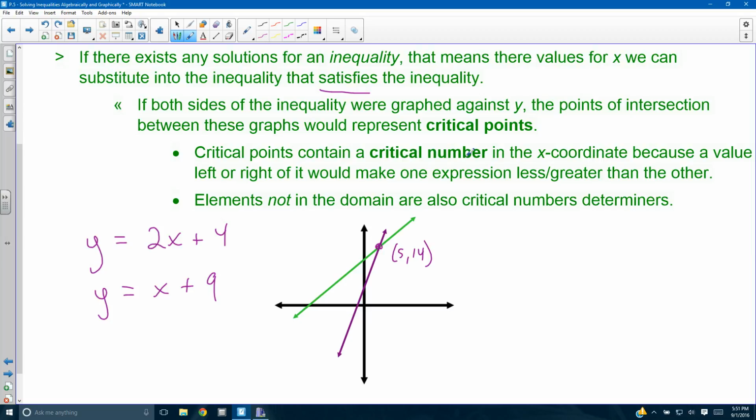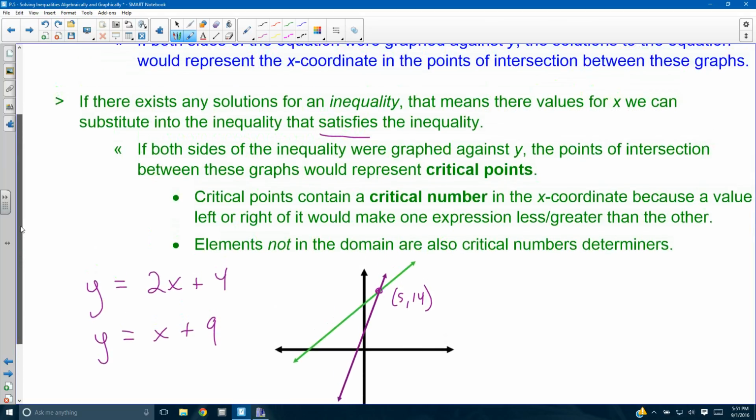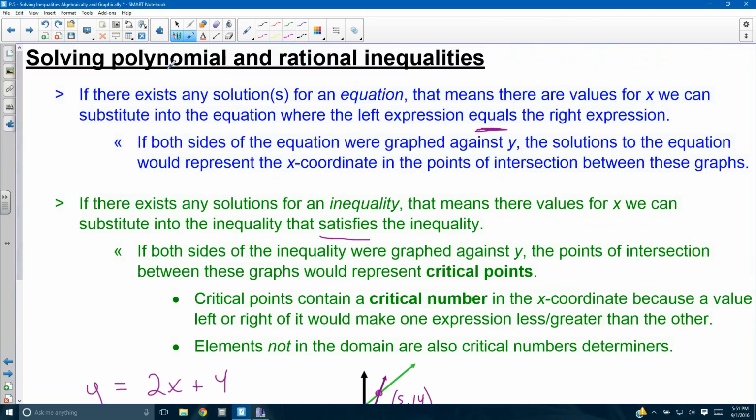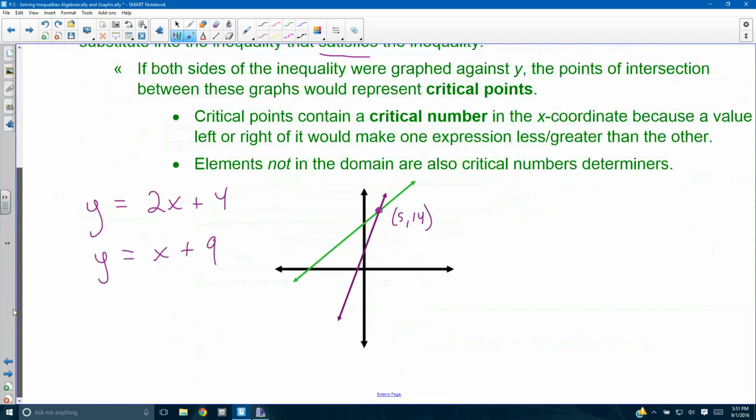And those are the tests that we're going to do, only we're not going to do it for linear functions. No, we are going to do it for quadratic, like polynomial, mostly quadratic, and rational inequalities.